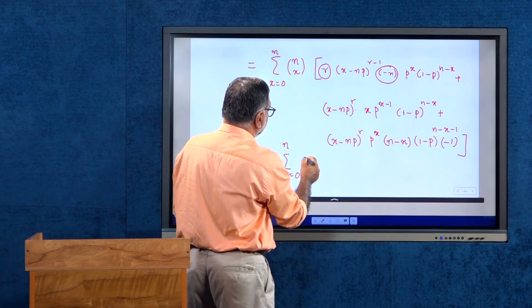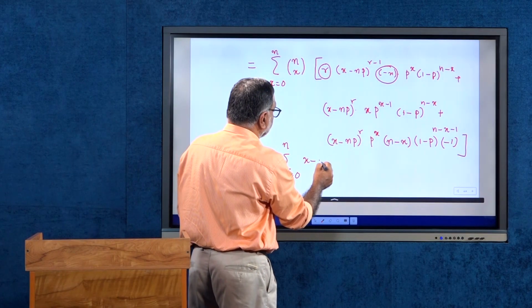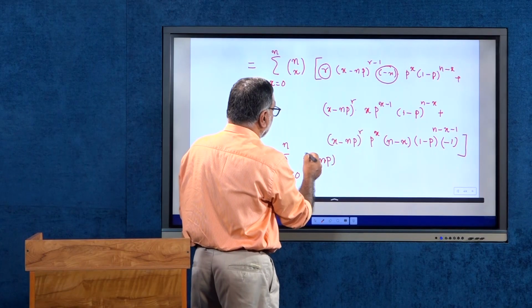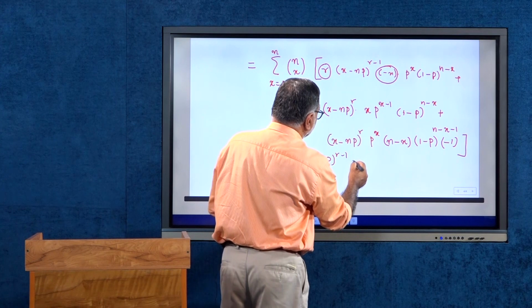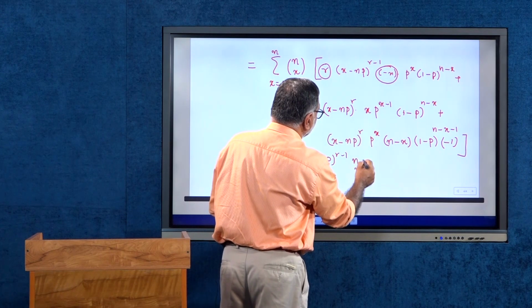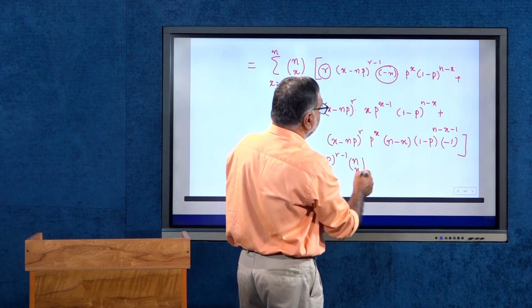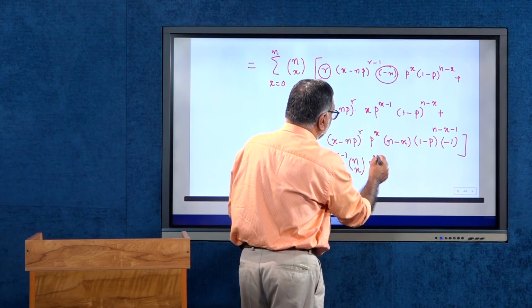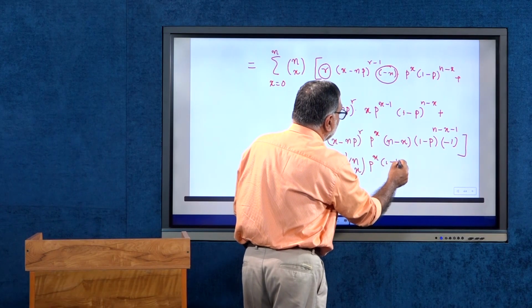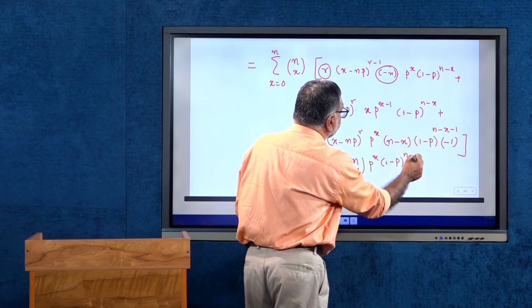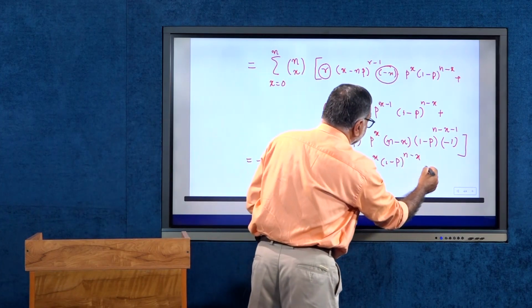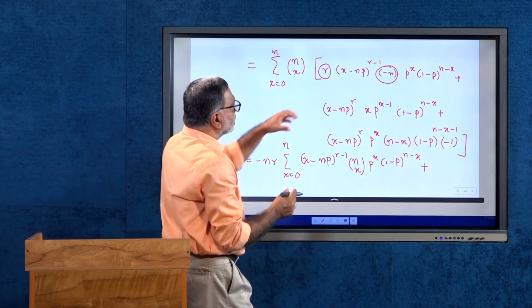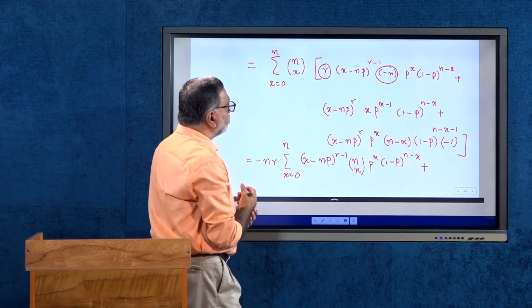nCx (x minus np) power r minus 1, nCx p power x (1 minus p) power n minus x. That is regarding the first expression, plus the second and third expressions are combined.